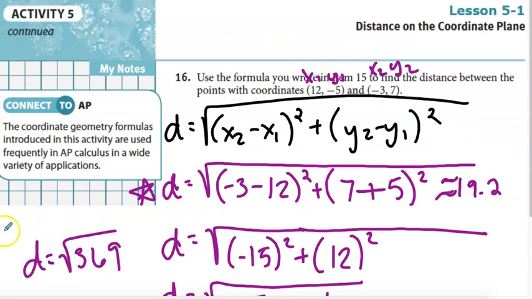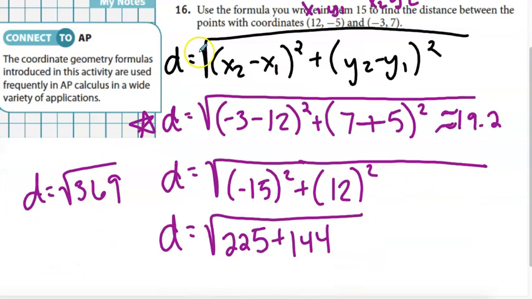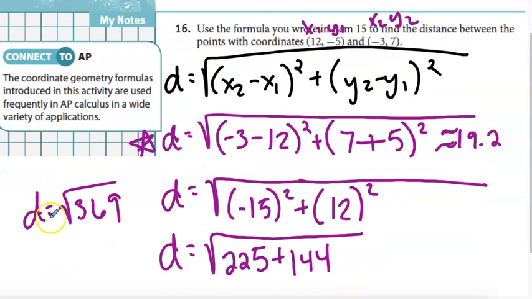Okay. I am going to show you the graphing method just because I prefer that method because I don't like memorizing a formula. So I'm going to show you one more way to do the distance formula.